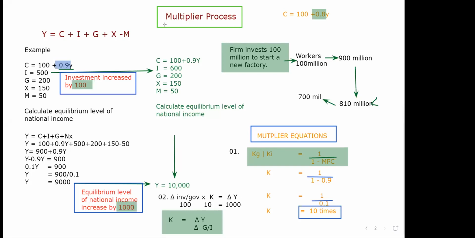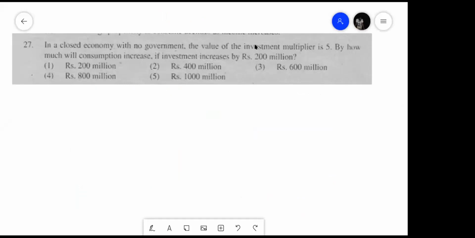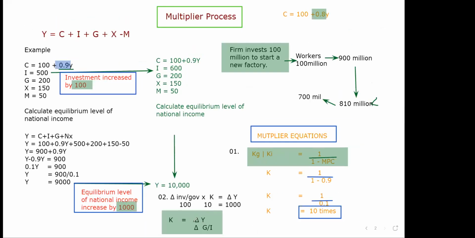But now coming to this question. Look at this question. In a closed economy with no government, the investment multiplier is 5. If investment increases by 200 million, by how much will national income increase? Remember our equation? Use this one: K equals change in Y over change in G. So if I use that equation, the multiplier K is equal to change in Y divided by the change in I.